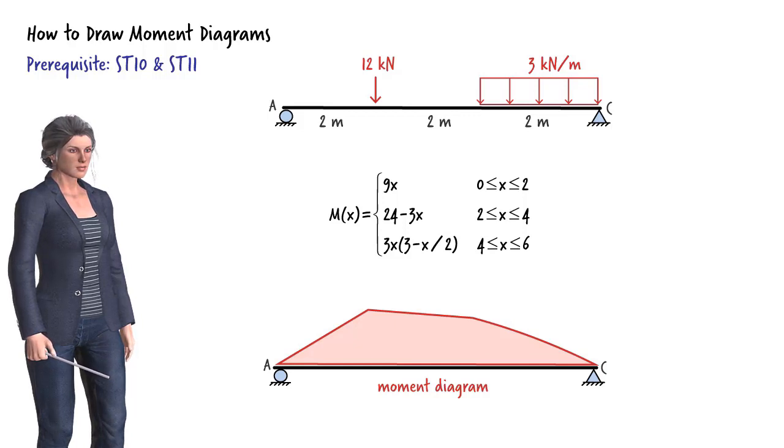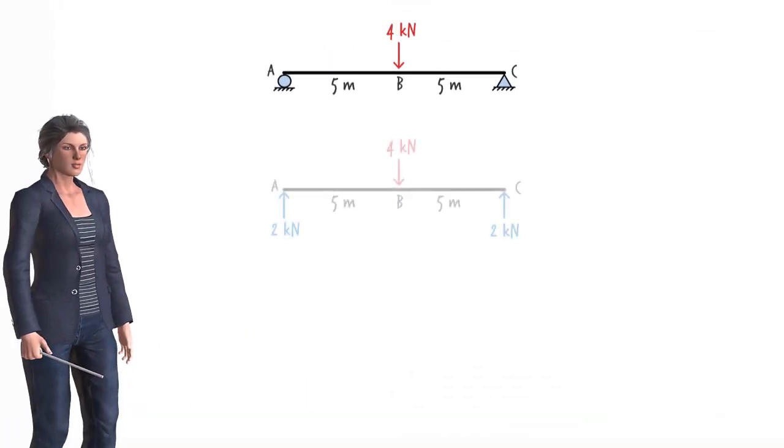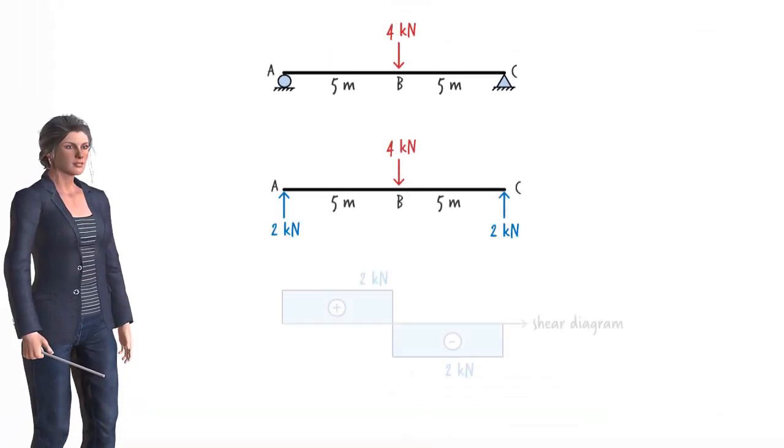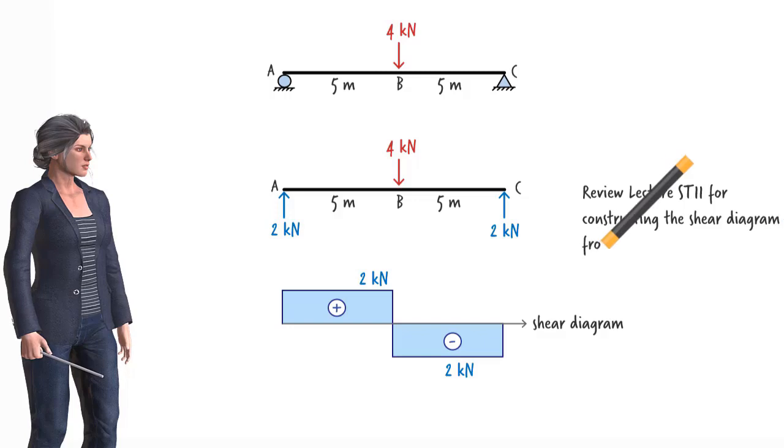In this lecture, we present a convenient technique for drawing moment diagrams without needing to write their underlying moment equations. Our technique involves using the shear diagram to construct the moment diagram. Herein, I'm going to assume that you know how to draw a shear diagram, a topic we covered in lecture ST11.